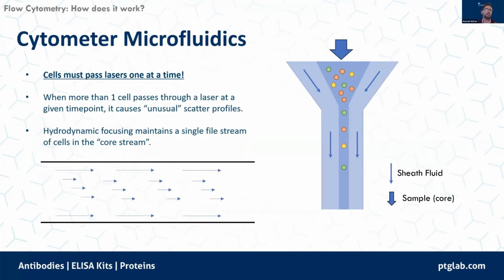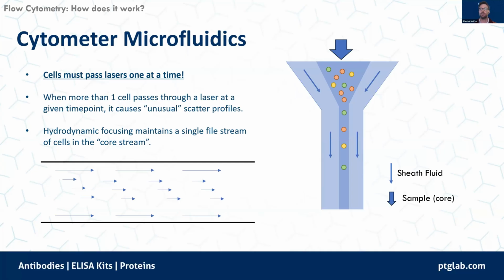So I want to first start with introducing the microfluidic system within a flow cytometer. It's really crucial that when we are running our samples that we pass cells through the cytometer, past the lasers or past the interrogation point, one at a time. And in order to get them past the lasers one at a time, we need this microfluidic system to form a single file stream of cells down what we would call the core stream.